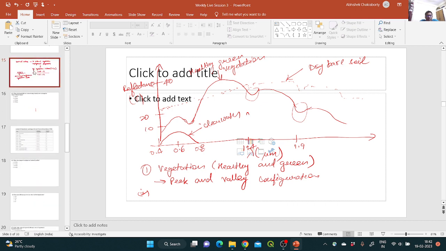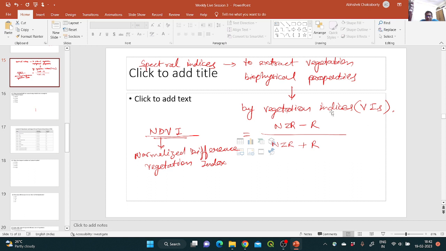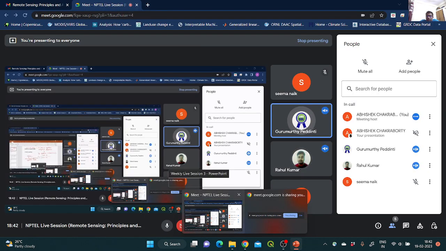Can 1.2 be a value? Is there a range to NDVI? This arithmetical expression of NDVI, can it have any range, or will it be boundless? Will it be from minus infinity to plus infinity? It's minus 1 to plus 1. Yes, exactly.